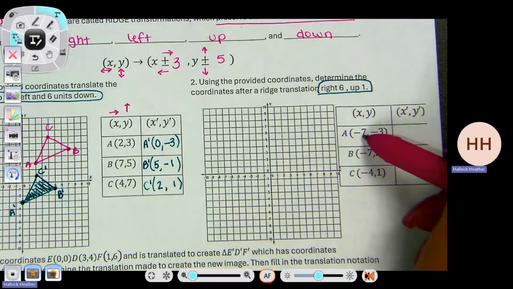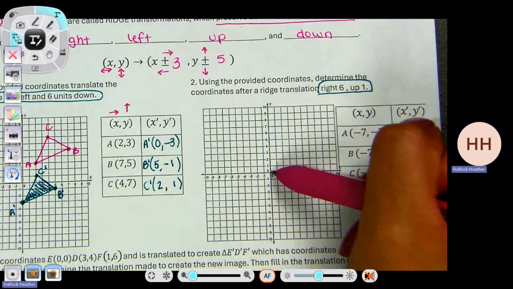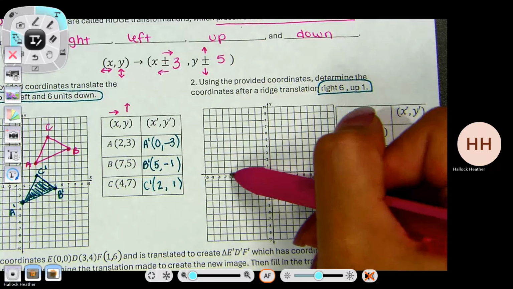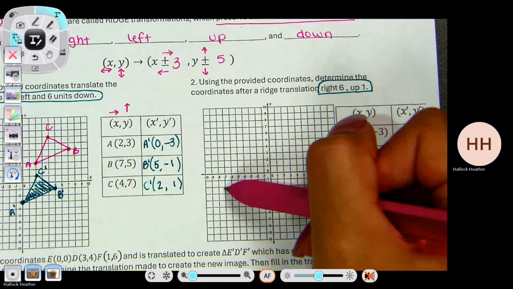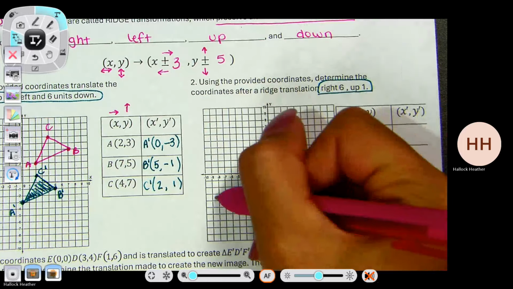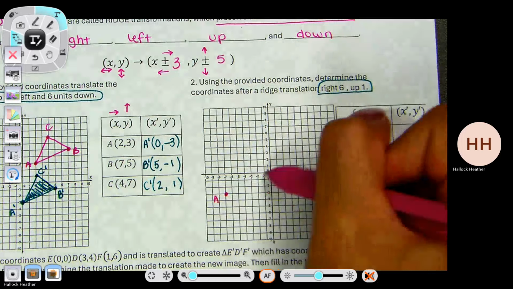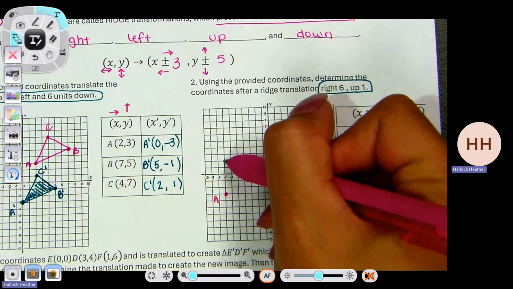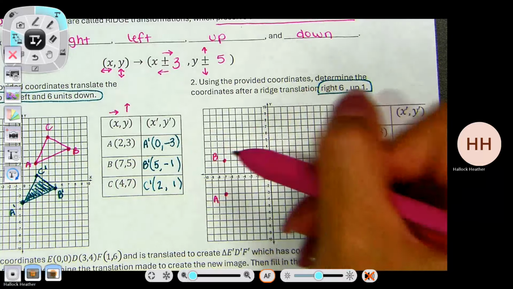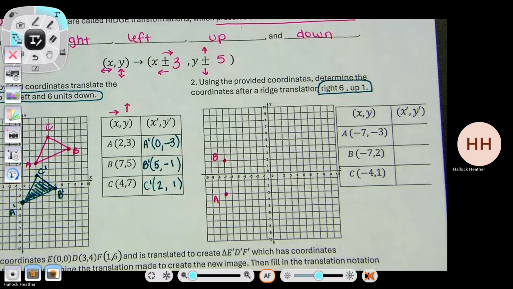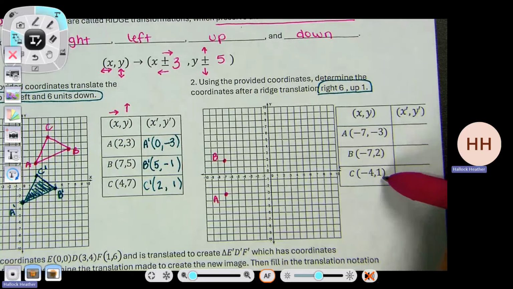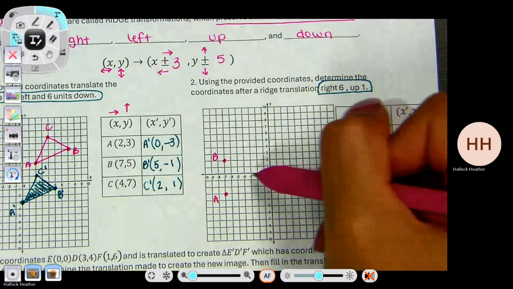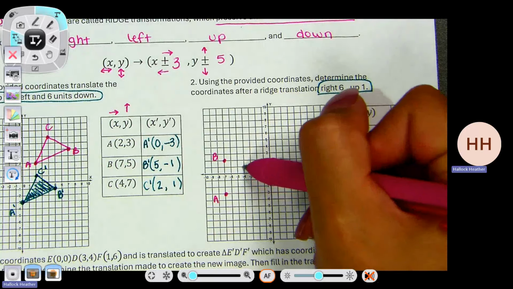So this X is -7. Starting at 0, 0, I'm going -7 to the left. And then I'm going down 3. B is at -7, +2. C is at -4, +1.